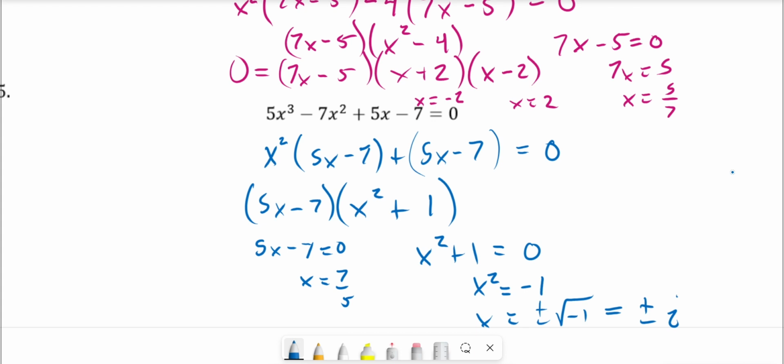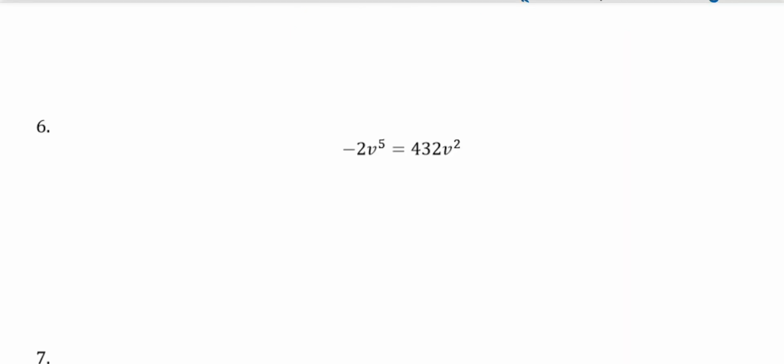And so we wind up with these three solutions, plus minus i and 7/5. First of all, let's notice that we could probably proceed by making this leading coefficient positive, or we could subtract over the 432v squared. It really doesn't matter. What I'm going to do now is divide out negative 2v squared from each term.